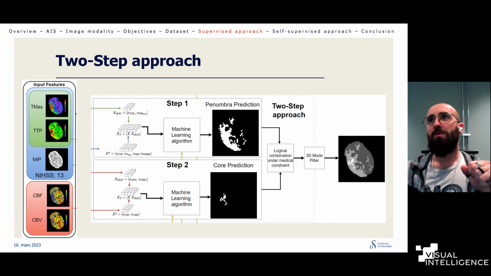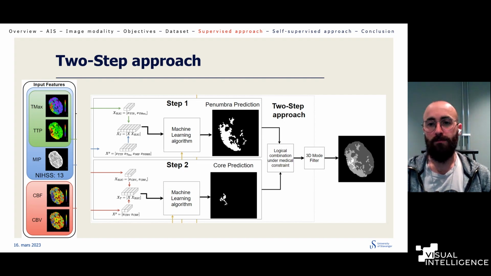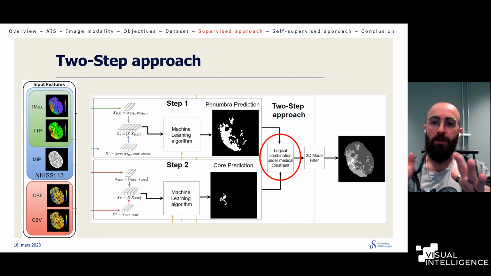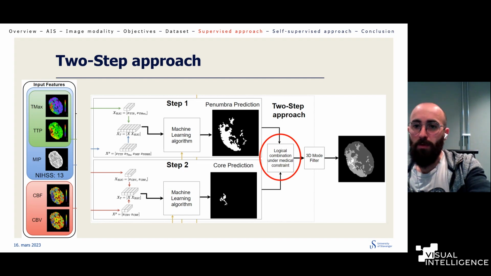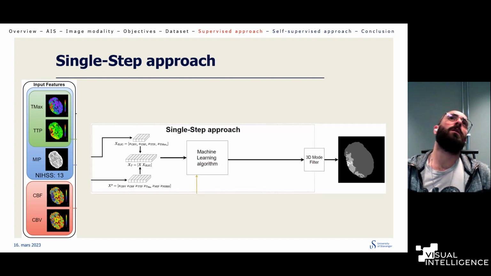So we have 2 binary segmentation approaches, one to define penumbra, one to define core. And then we have a logical combination under medical constraint to combine the predictions, because as a constraint, the core needs to be inside a penumbra region. So if the first model, step 1, does not predict tissue as penumbra, we just exclude that in the core prediction. That's why we use this logical combination. Then we do again a 3D mode filter, and then we have a multi-class segmentation output.